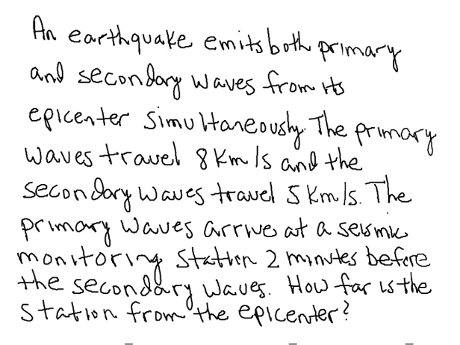Now, before we organize the information into a chart, as we did with the previous distance, rate, time problem, there's something very important to notice before we proceed to that step. You'll hopefully observe that the rates for both the primary waves and secondary waves are given to us in kilometers per second.